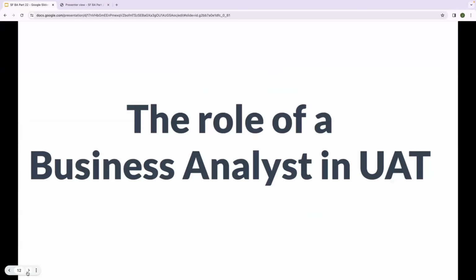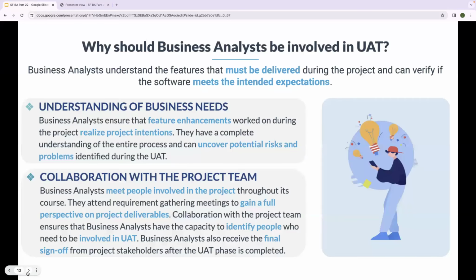The role of a business analyst in UAT. Why should business analysts be involved in UAT? Understanding of business needs. Business analysts understand the features that must be delivered during the project and can verify if the software meets the intended expectations. Business analysts ensure that the future enhancements worked on during the project realize the project intention. They have a complete understanding of the entire process and can uncover potential risks and problems identified during the UAT.